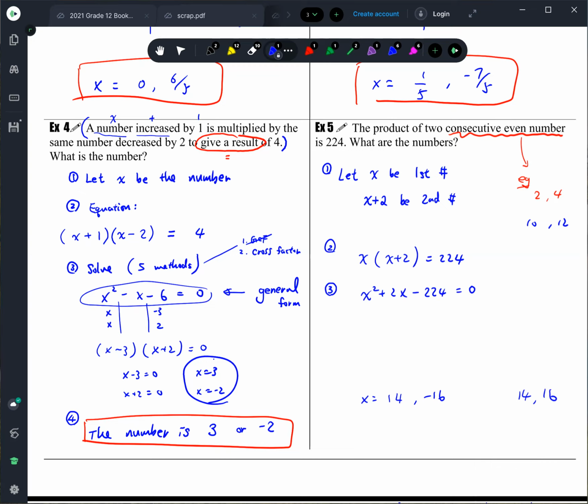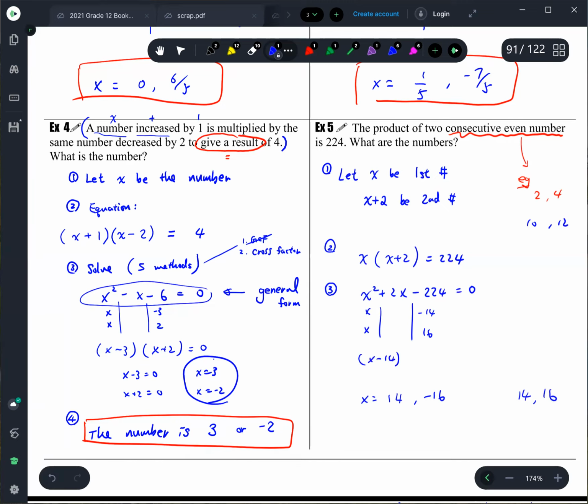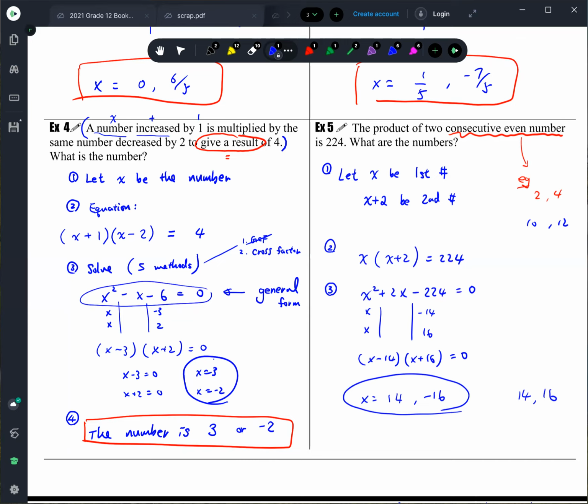Okay, so Aaron, which method did you use? I used the cross factor. Okay, so you found the two factors. Yeah. What is it? It's negative 14 and 16. Okay, so x and x. Okay, yeah, very good. So you will get x minus 14 and x plus 16 equal to 0. So that should give us x equal to 14 and negative 16. Should be one positive and one negative, okay, instead of both positive.